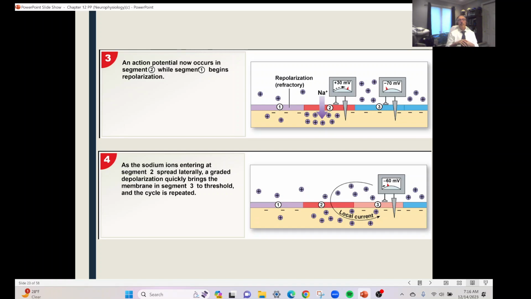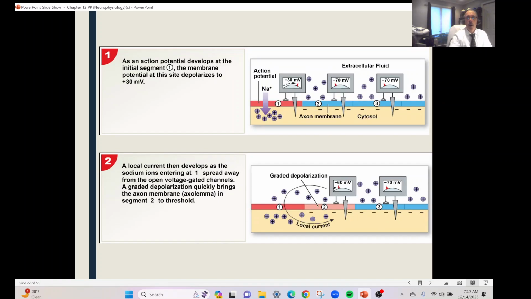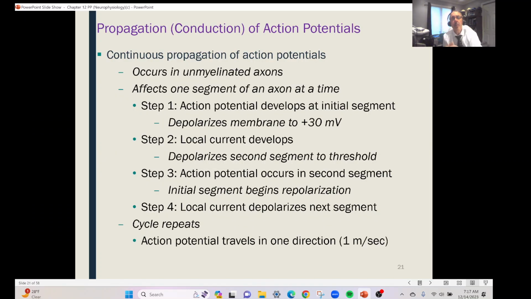So what's basically happening is the initial segment fires first. That change in voltage now stimulates the next section of the axon to fire. And then that fires, and again, the sodium moves over, causes a change in voltage, and now the next segment fires. So what we're getting is a step-by-step depolarization of every section of the axon as it flows down. So every section of the axon is going to fire, and that's what continuous conduction is.